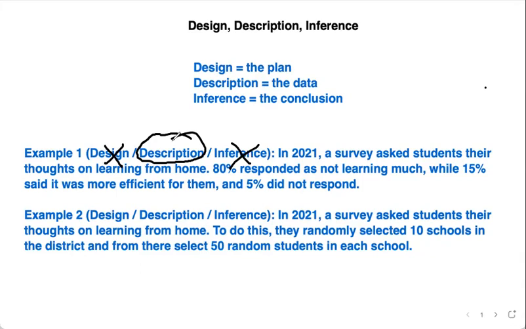For example, number two, same setup. And then it says to do this, they randomly selected 10 schools in the district and from there selected 50 random students from each school. This would be considered the design process. This is the plan of how to gather the data. They didn't give the description of the actual data itself, nor was any conclusion made here.